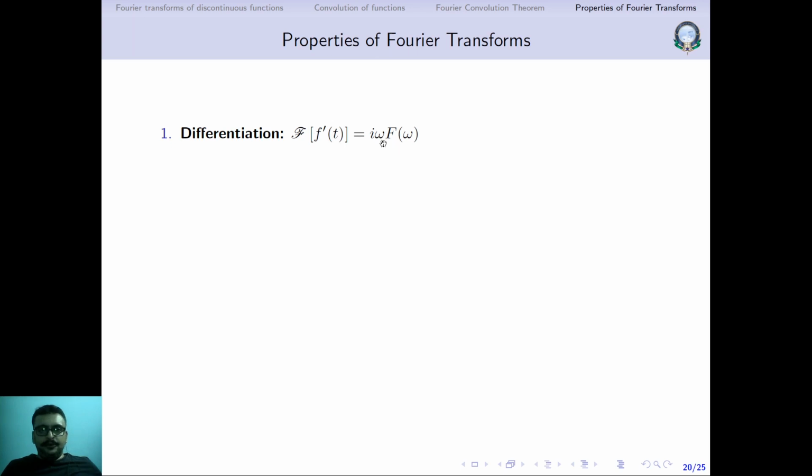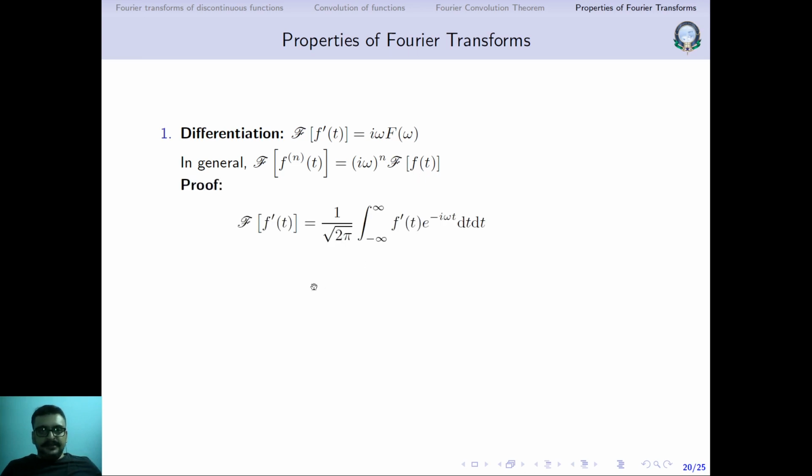Then all I have to do is find out the Fourier transform of the original function and just multiply it with i omega. So differentiation is as simple as that. So the Fourier transform of the derivative is simply the original Fourier transform, multiplied by i omega. In general, the Fourier transform of the nth derivative is simply (i omega) to the power n times the Fourier transform of the original function. Now this can be very easily proved.